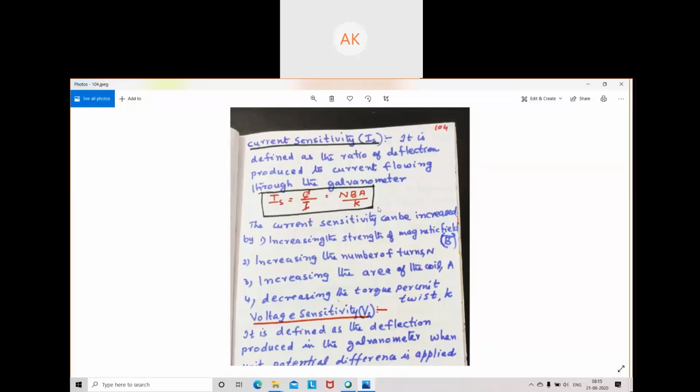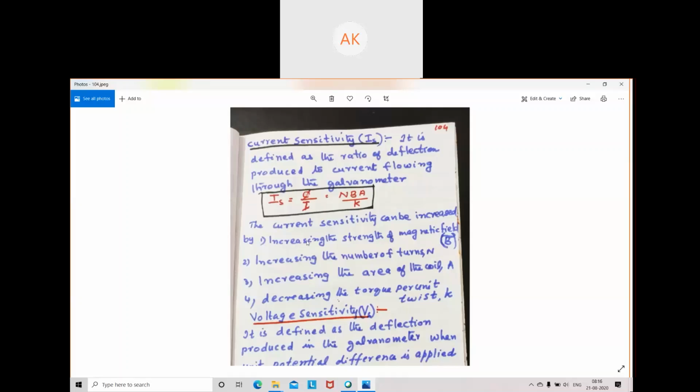A 1 mark question is usually asked: how can you increase the current sensitivity? How can you reduce the value of K? K is the restoring torque per unit twist. So that depends upon the material used to suspend the coil. Usually phosphor bronze or quartz fiber is used to suspend the coil, because it has a very small value of K.